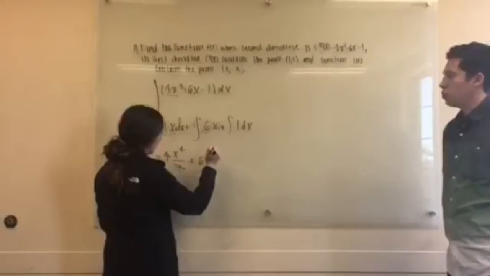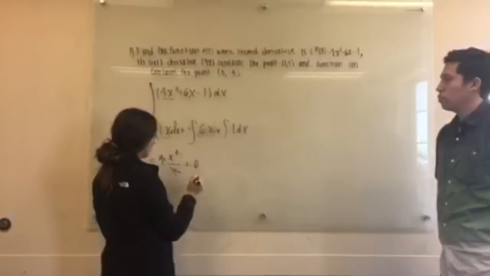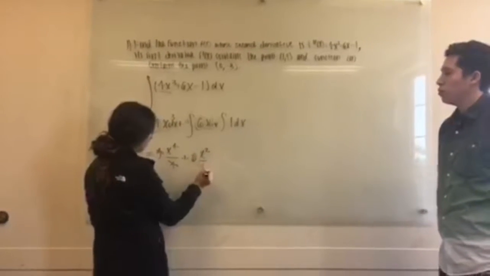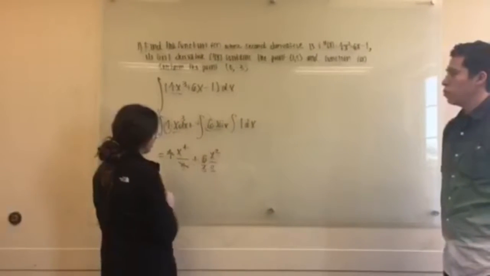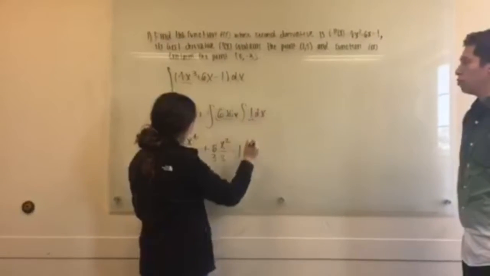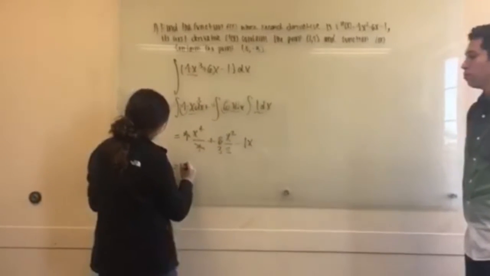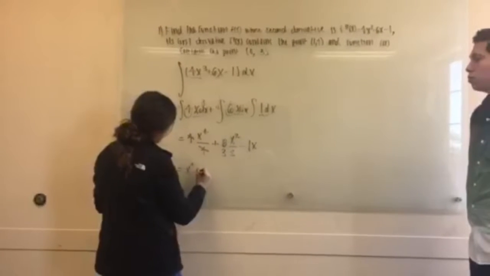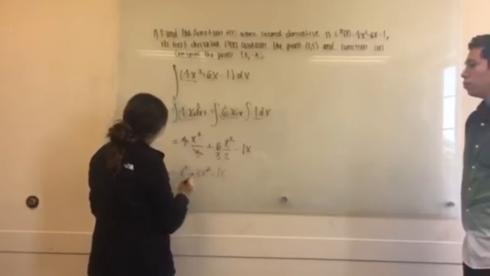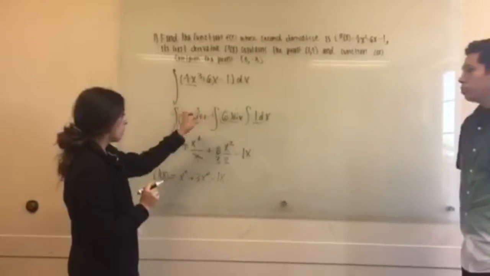Plus 6, because of the constant multiple rule, x to the n plus 1, so n is 1, plus 1 is 2, over 2. 6 and 2 divide to become 3, so you're left with 3x to the second. And finally, minus 1, which is a constant, so it's 1x. And then to simplify all of that, you're left with x to the fourth plus 3x to the second minus 1x. And this is the f prime function, since you went back from the f double prime with an antiderivative.